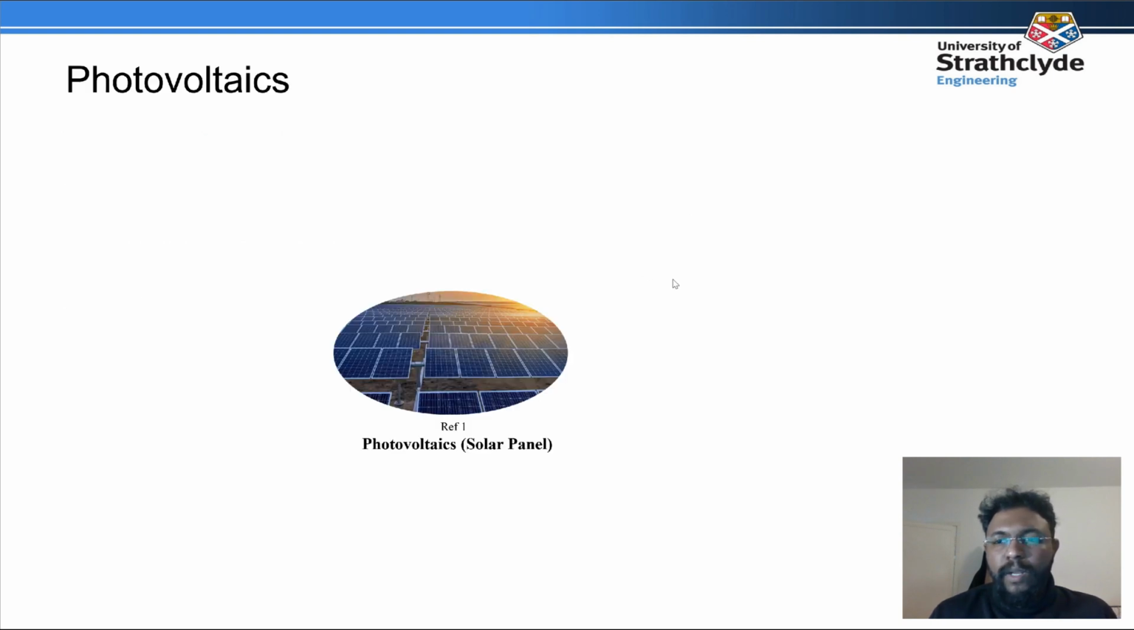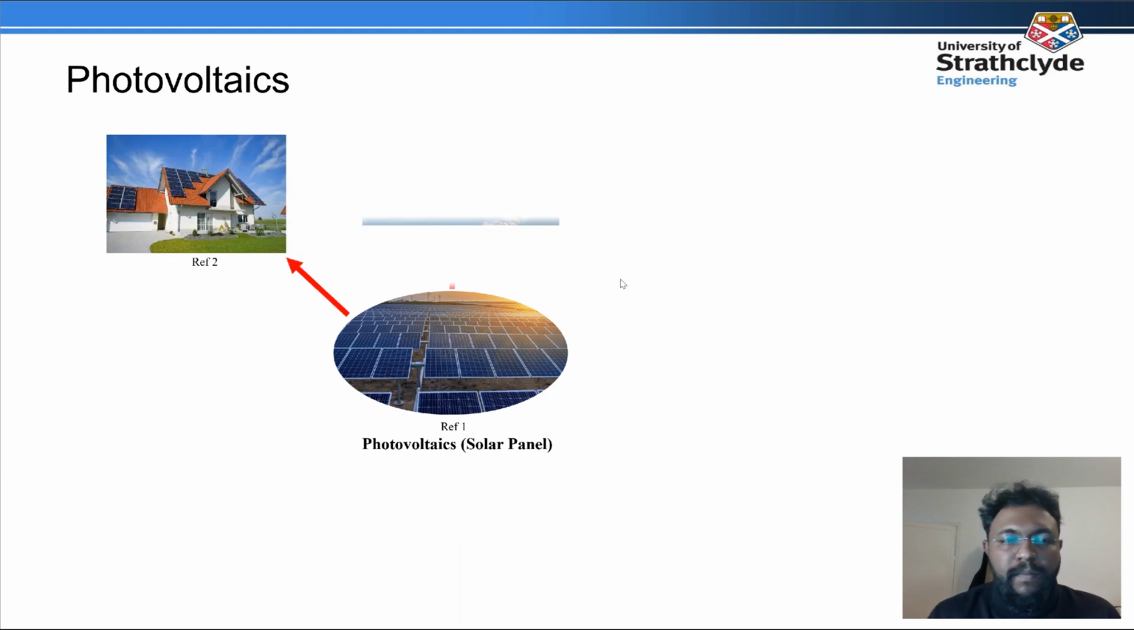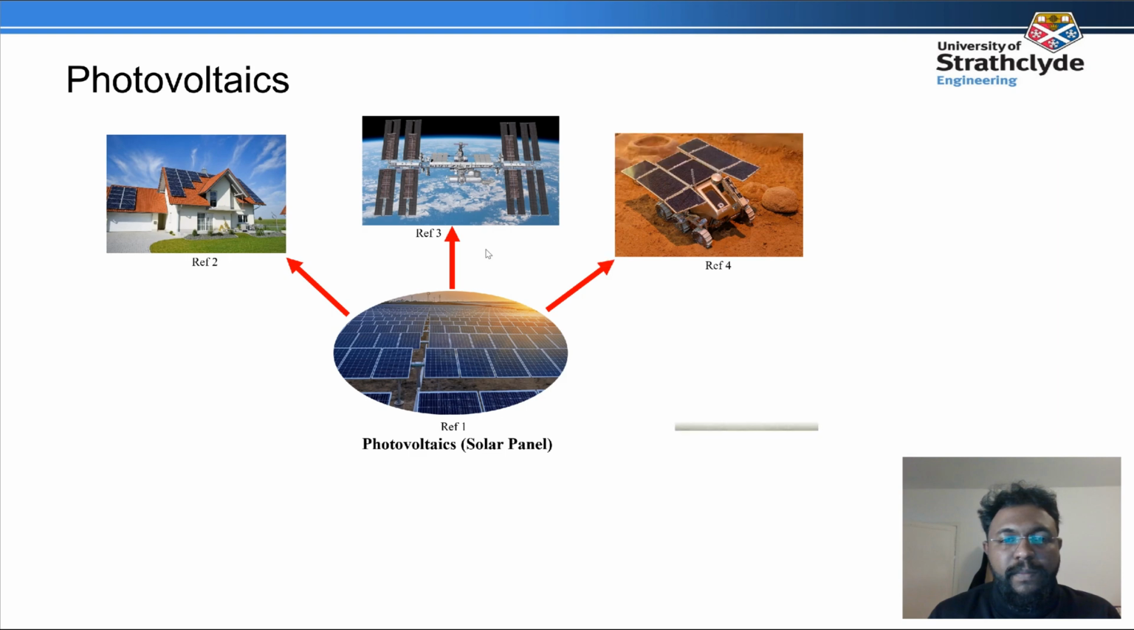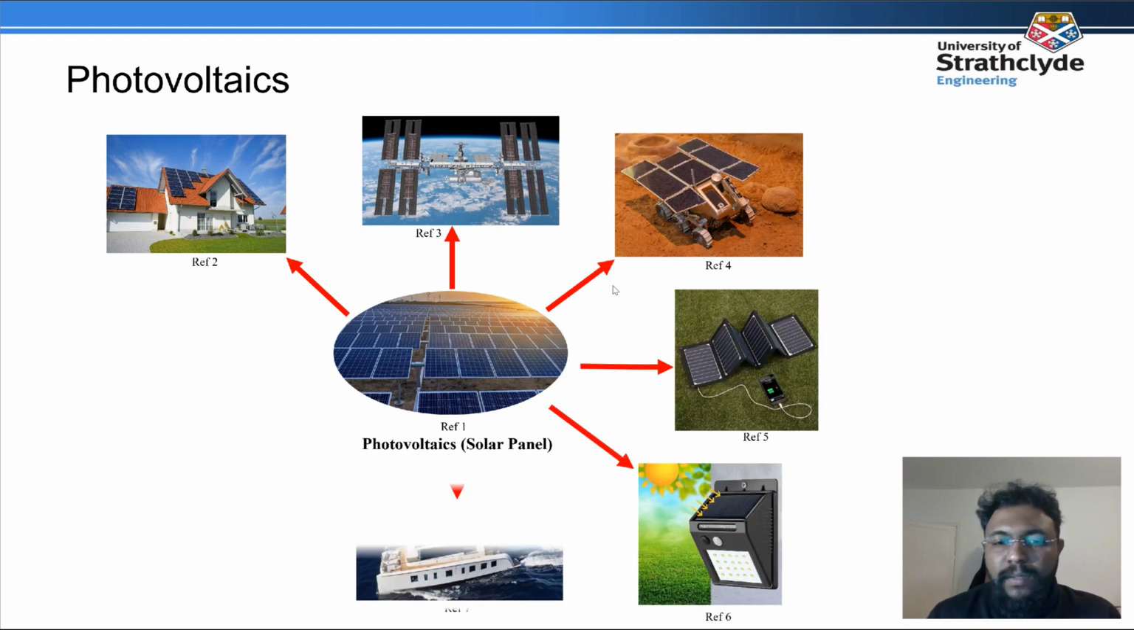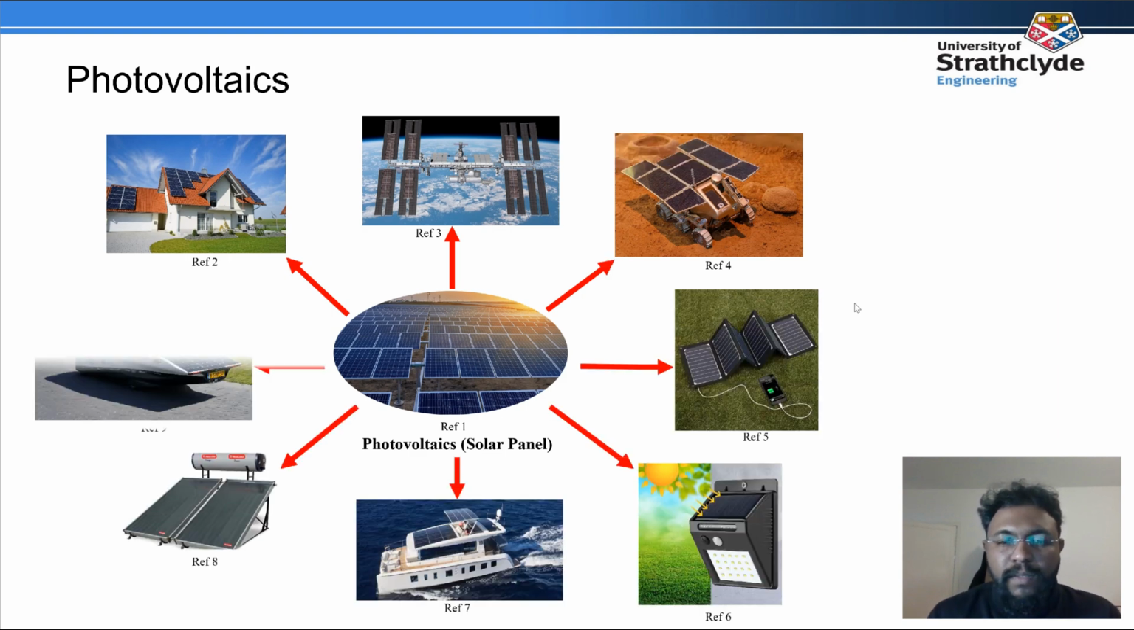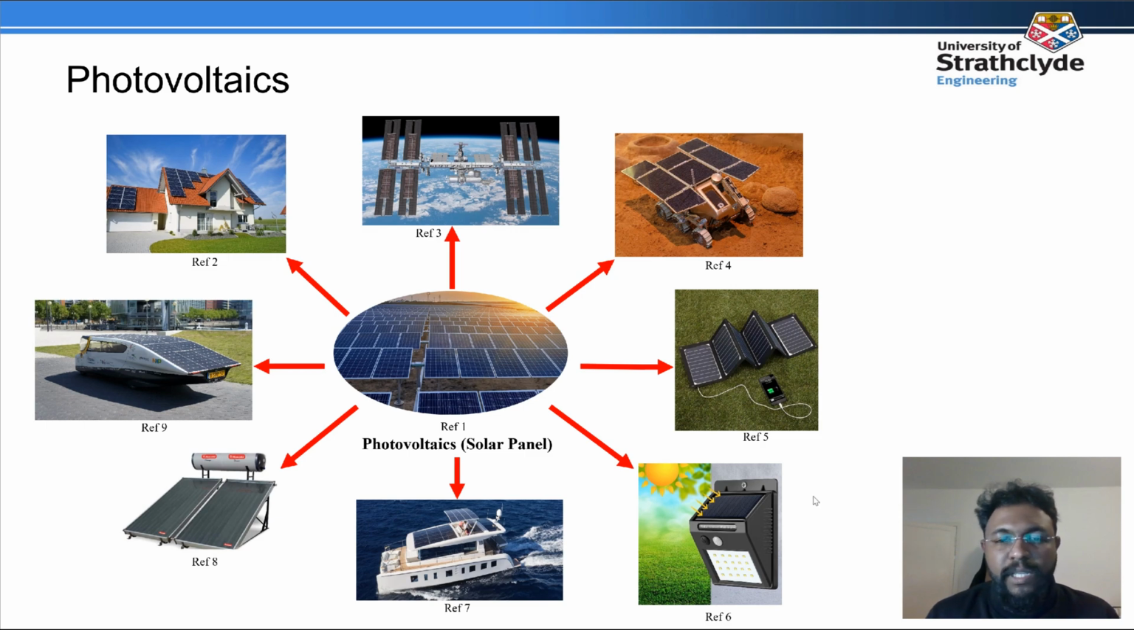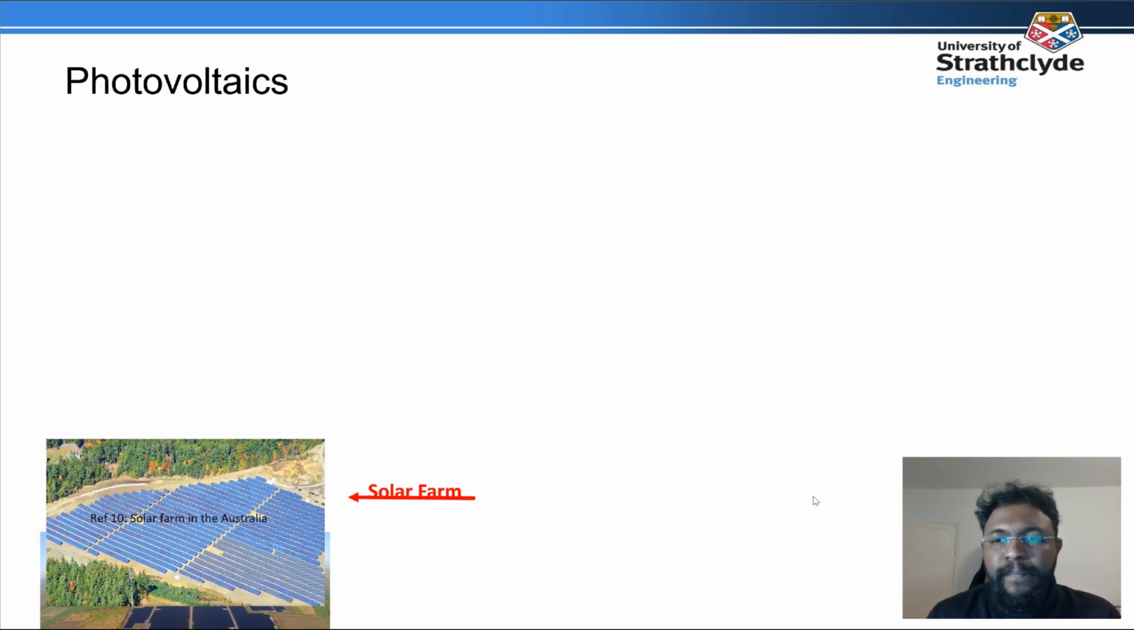Photovoltaics, commonly known as solar panels. To reduce carbon emission and local air pollution, the world is rapidly shifting towards renewable energy. Today, solar energy is widely used in many aspects, from residential properties to international space stations to rovers on Mars, and even on household items such as phone chargers, motion sensor lights, and many more.